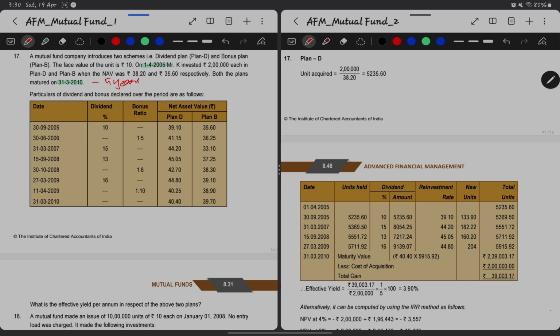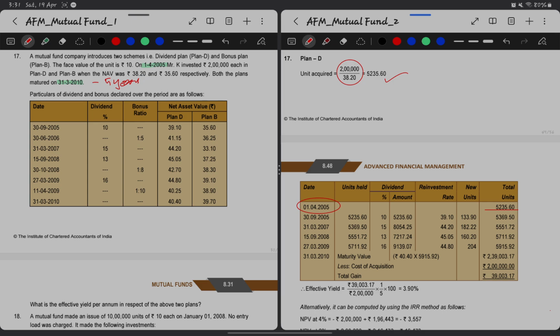So Mr. K invested on 1/4/2005, 2 lakh in each plan, and on the date of investment the NAV is 38.2 and 35.6. So 2 lakh divided by 38.2 will give us the total units acquired, which is nothing but 5235, on 1/4/2005. Now in case of dividend plan, the dividend will get reinvested.